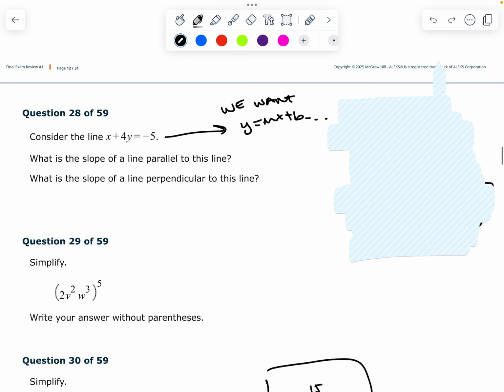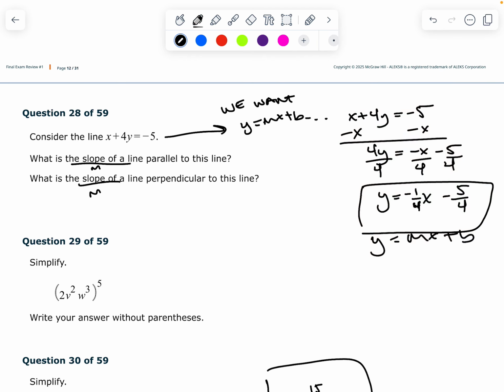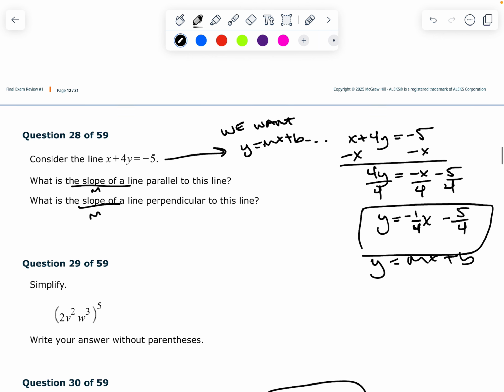We want mx plus b here. To find a slope, remember slope is m. So if we get it to be y equals mx plus b, we'll know what m is. This is what it looks like when we solve it for y. So then the slope is negative 1 over 4. For any parallel line, it's going to be the exact same thing. For any perpendicular line, it's going to be the opposite reciprocal. So we flip the fraction, 4 over 1, same thing as 4. And instead of negative, we're going to make it a positive. If it was a positive, we'll make it a negative. If it was a negative, we'll make it a positive.